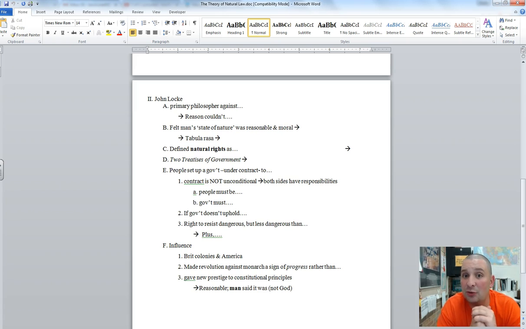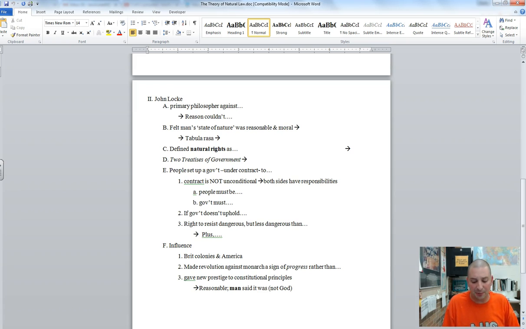And he did use the phrase social contract. So people set up a government to protect, to enforce the natural rights of everybody. But this contract, according to Locke, is not unconditional. Both sides have responsibilities. The people must be reasonable. Now, to Locke, that wasn't a challenge because he believed that's how we naturally were. The government had a bigger issue, bigger challenge, bigger responsibility.